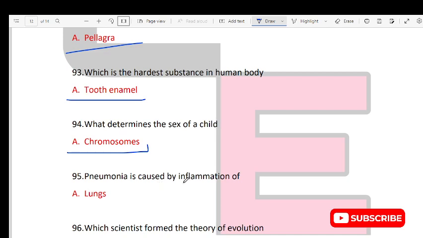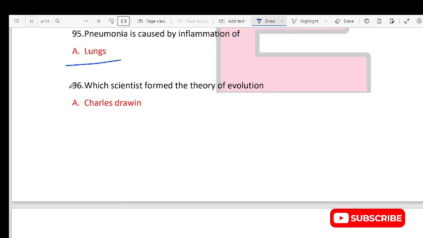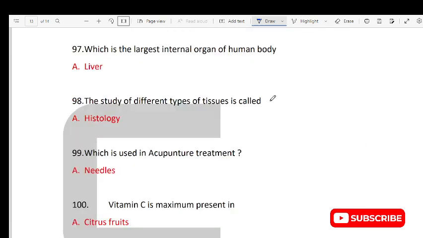Question number 95. Pneumonia is caused by inflammation of? Answer: lungs. Question number 96. Which scientist proposed the theory of evolution? Answer: Charles Darwin. Question 97. Which is the largest internal organ of human body? Answer: liver.